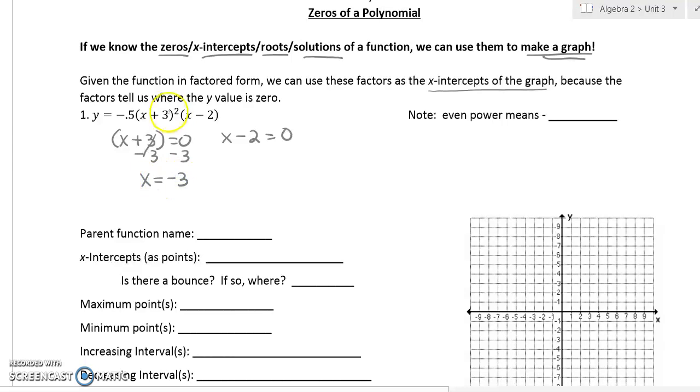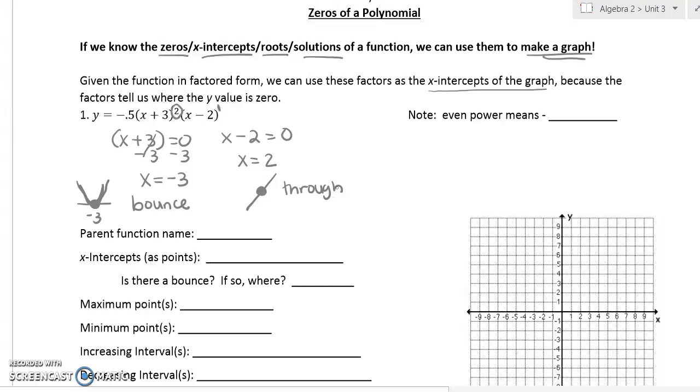Now what we notice is that the x plus 3 is squared, therefore we have what we call a bounce at x equals negative 3. It's going to touch and look more like a U at that spot because it is squared, kind of like a parabola. Now, in the other one, we have x equals 2, if I move the 2 to the other side. In this case, since the power is 1, which is odd, it's just going to go through. So this will be through.